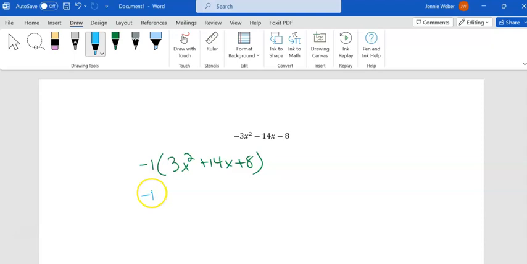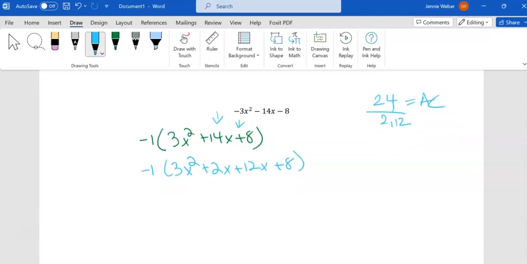Okay, so now I'm going to come over here, and I'm going to take 3 times 8, which is 24, my AC factor, and I'm going to look for the terms that multiply to 24 and add to 14, because this is positive now since I took that out. That will be 2 and 12. And obviously you could list them all, but this one's small enough I can usually do it in my head. Some of them, that's not true.